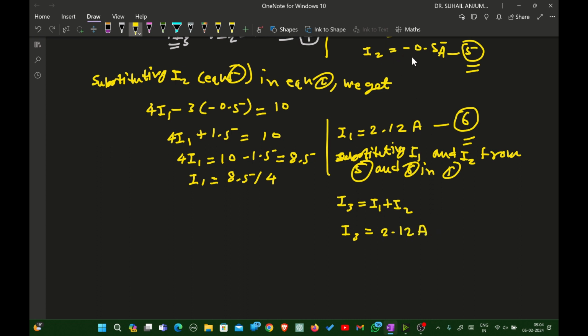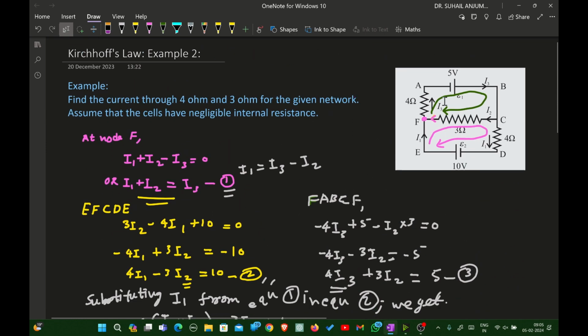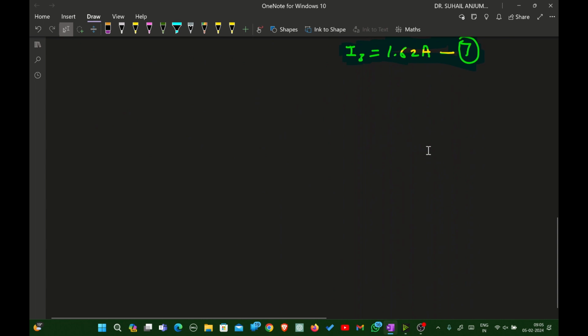So this will be I3 is equal to I1, which is 2.12 ampere, and I2, which is minus 0.5 ampere. So we get here I3 is equal to 1.62 ampere. So this is our equation number 7. Now here we found out all the currents through all these different branches. Equation number 7 gives us I3, equation number 6 gives the value of I1, and equation number 2 gives the value of I2. So that is what was asked, the current through the 3 ohm and 4 ohm resistors. We have done this. I hope that you understand this.